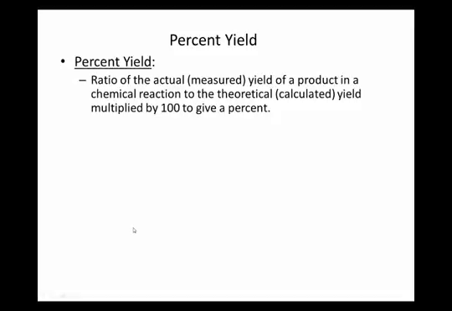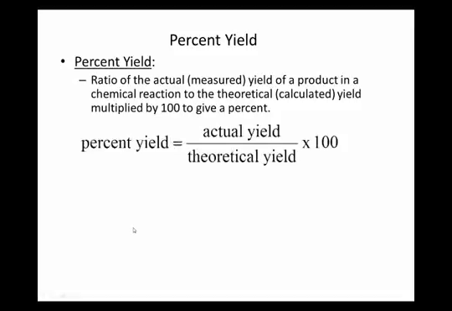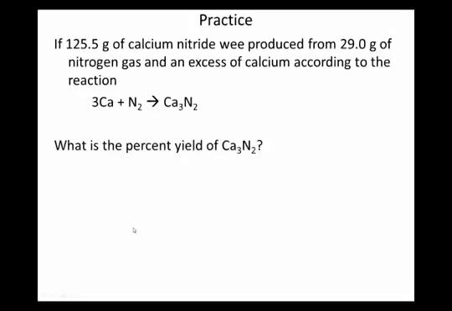So you may see this percent yield, and it is calculated by the actual yield over the theoretical times 100. And that's really all it is. There's not much more to it than that. So I will give you this problem. Go ahead and try this. You're going to have to do the stoichiometry first and then find the percent yield.